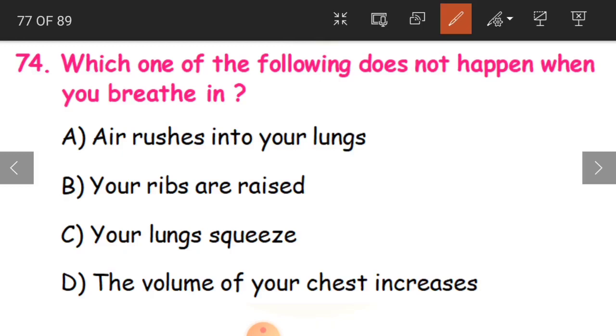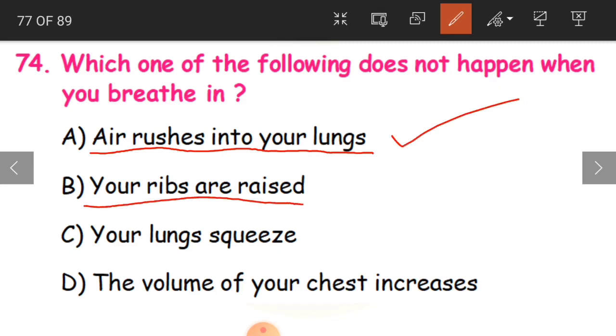74th question. Which one of the following does not happen when you breathe in? So when you take air in, which action is not going to happen? We'll see the options. Air rushes into our lungs. When you breathe air, children, it rushes into our lungs. This is going to happen. Your ribs are raised. Can you notice that? When you breathe the air, our ribs are going to rise. So this also happens.